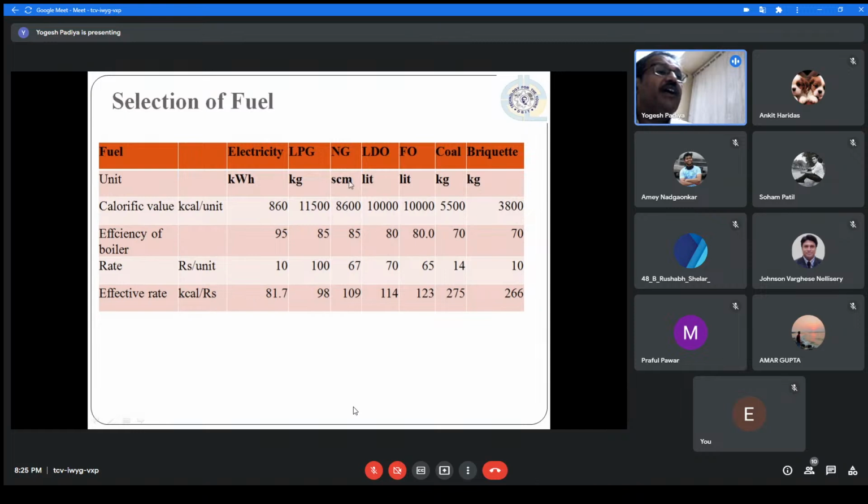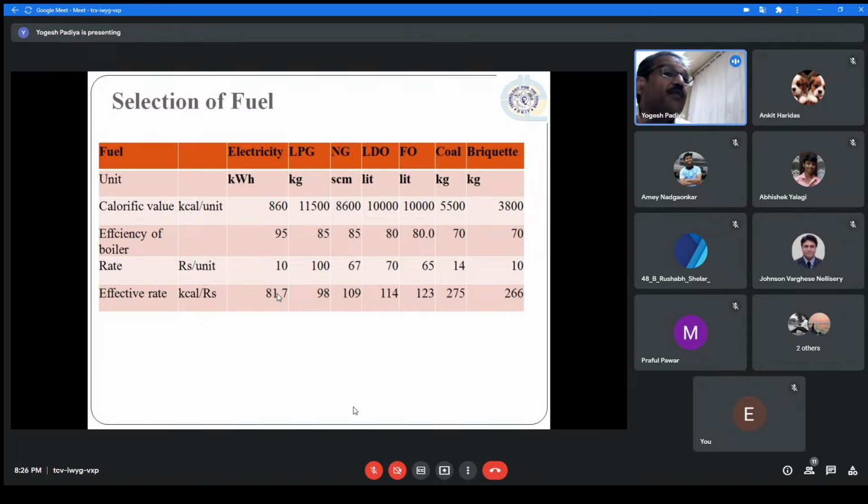Same thing, if I compare for natural gas, I am getting a little bit higher amount of heat per rupee. For LDO still higher, for FO still higher. Now, if you compare with electricity, 1 unit you consume gives you only 860 kilocalorie. And the efficiency of the geyser is 95% because there is almost no loss in the geyser. It means 860 kilocalorie I am getting for 10 rupees, which means 81 kilocalorie per rupee.